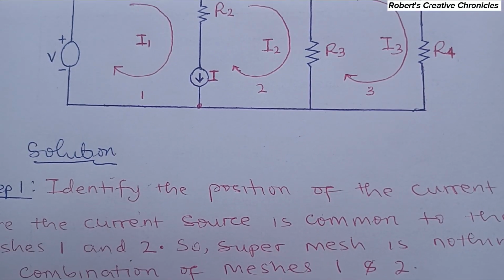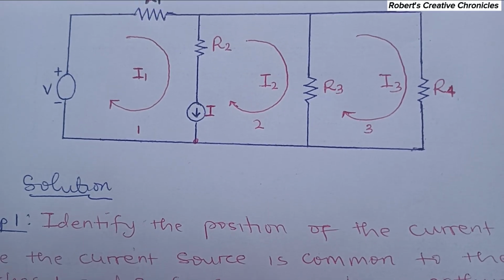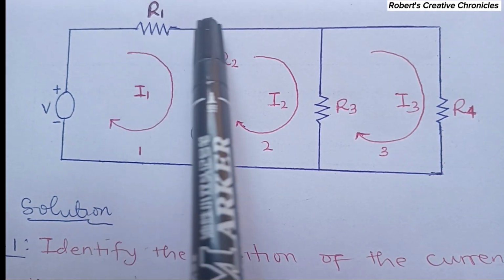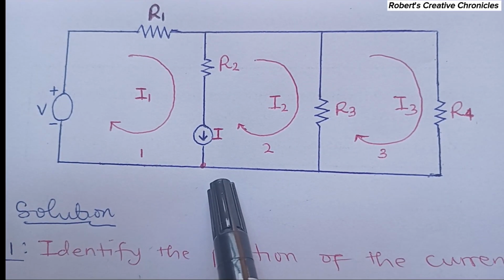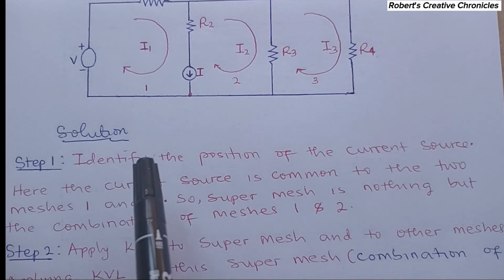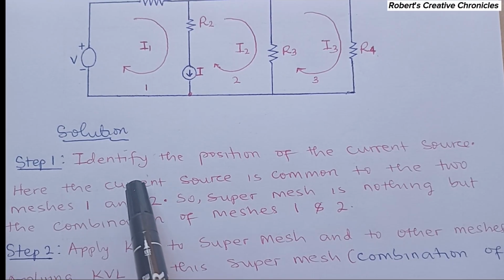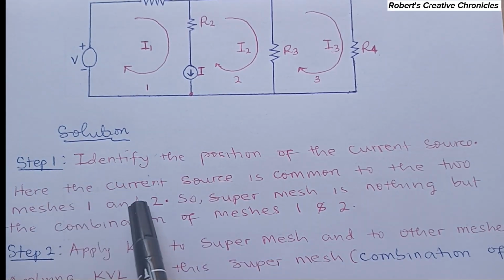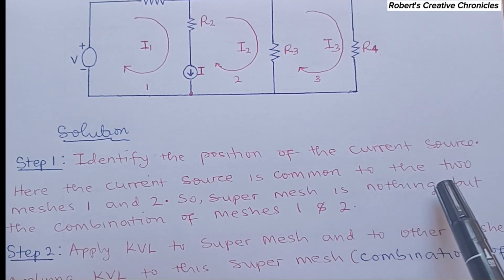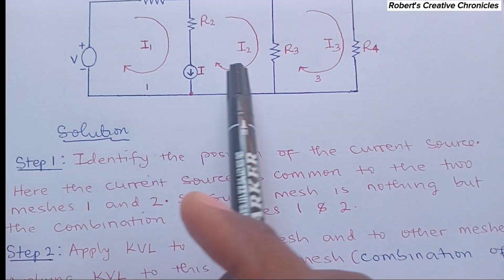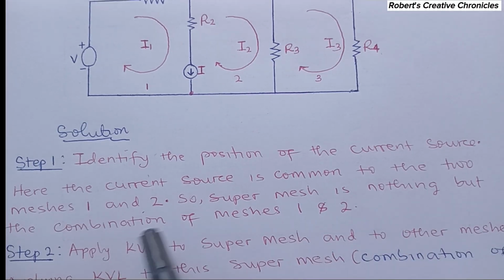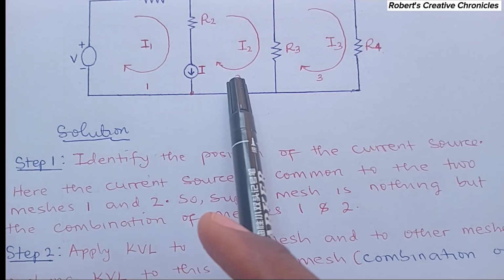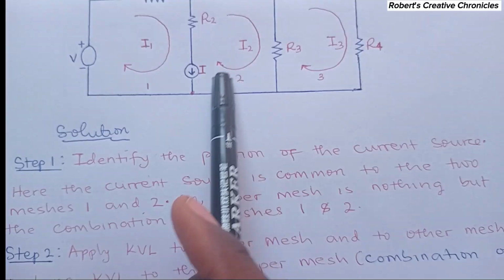Now, super mesh analysis is similar to normal mesh analysis, but in this one, you also apply KVL to the super mesh. So now the solution to this, the first step, you have to identify the position of the current source. The current source is here, here, here. The current source is common to the two meshes, 1 and 2. So the super mesh is nothing but the combination of meshes 1 and 2. As I explained, the super mesh is now formed by mesh 1 and 2 combined. So this is the super mesh.